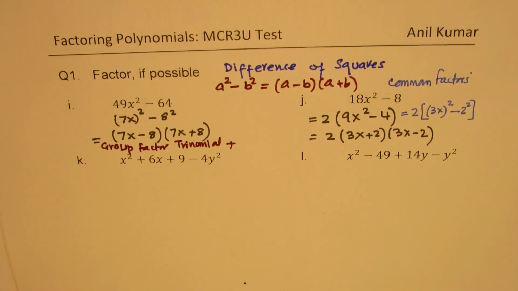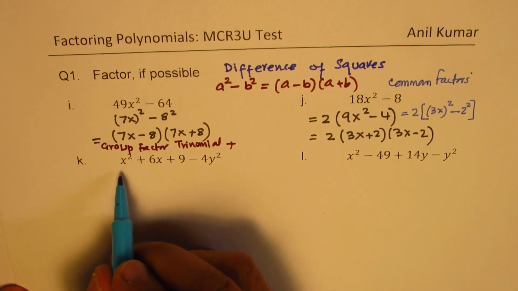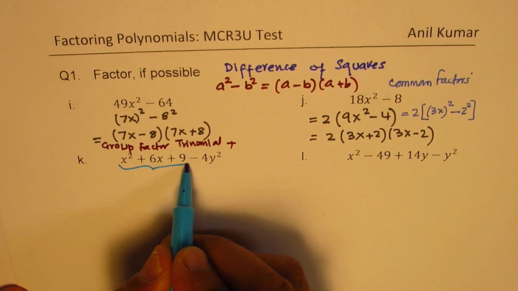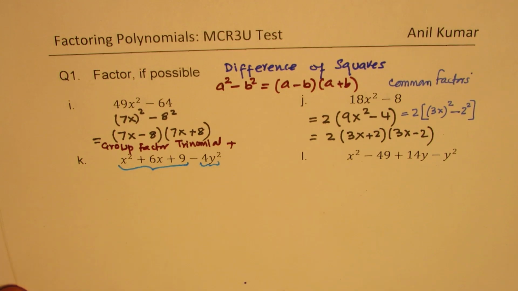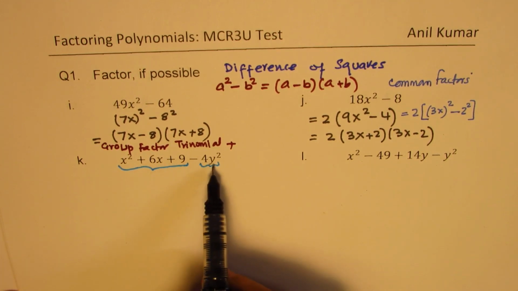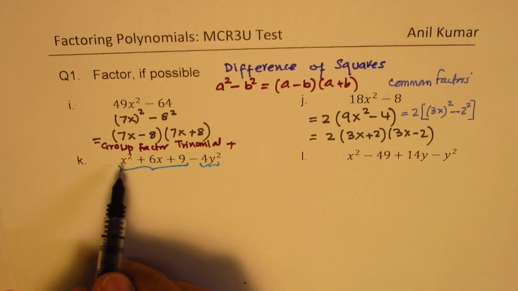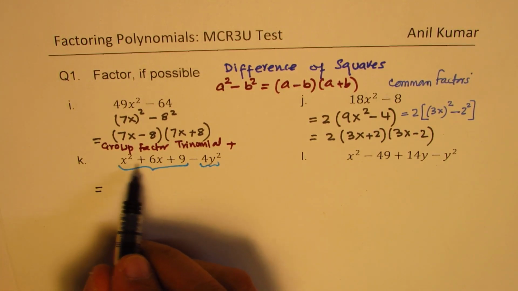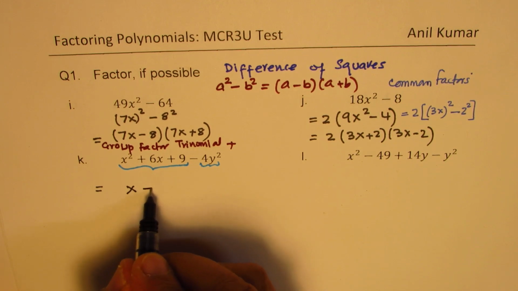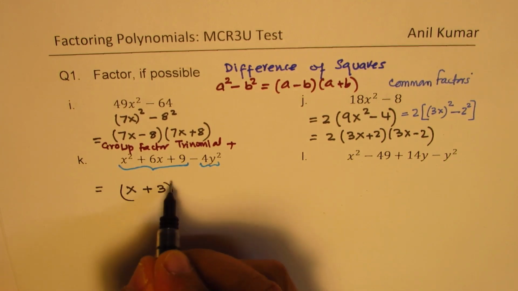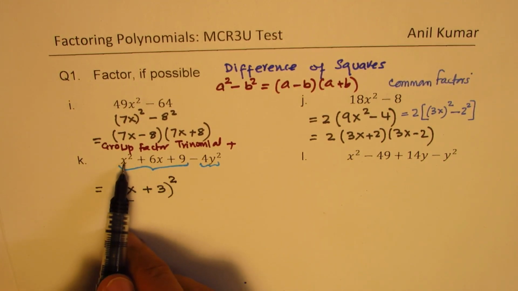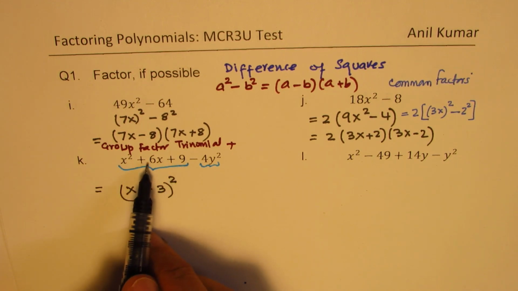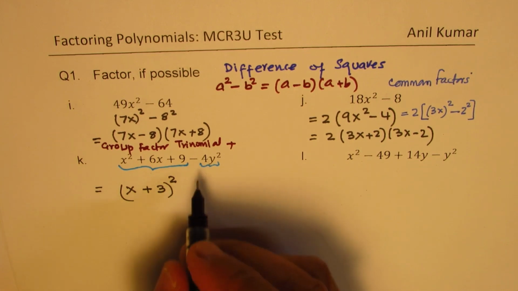So what we are going to do here is that we are considering the first 3 terms and the other terms separate. The reason being 4y square is (2y) whole square, right? And the first 3 terms is a perfect square. You could write this as (x plus 3) whole square. Do you see that? X square, and this is 3 square. The center term is 2 times 3, which is 6x. Perfect. So that is what it is.